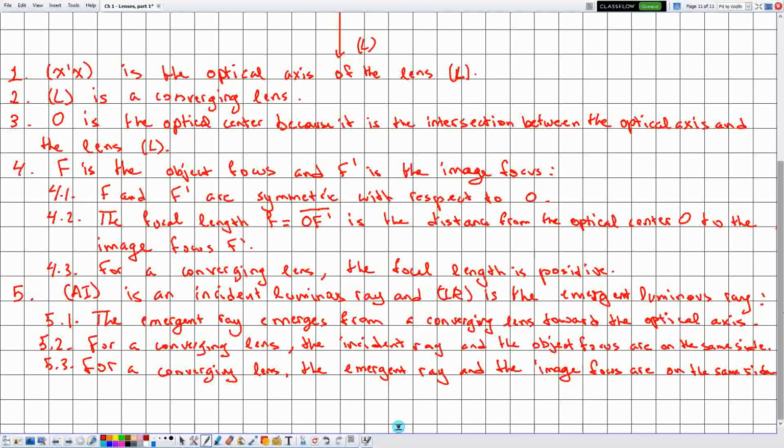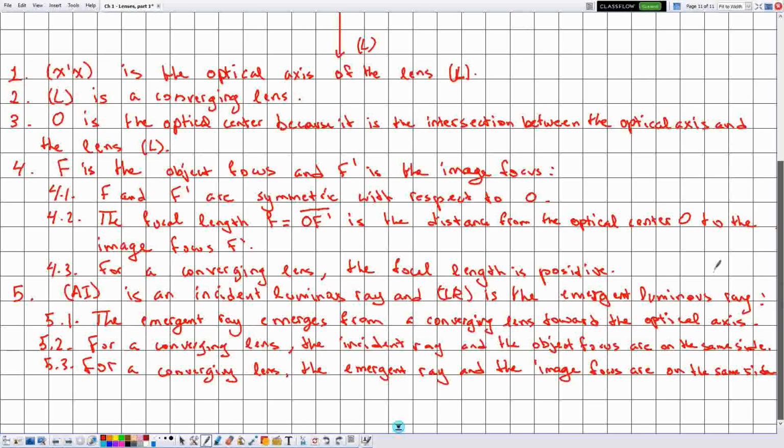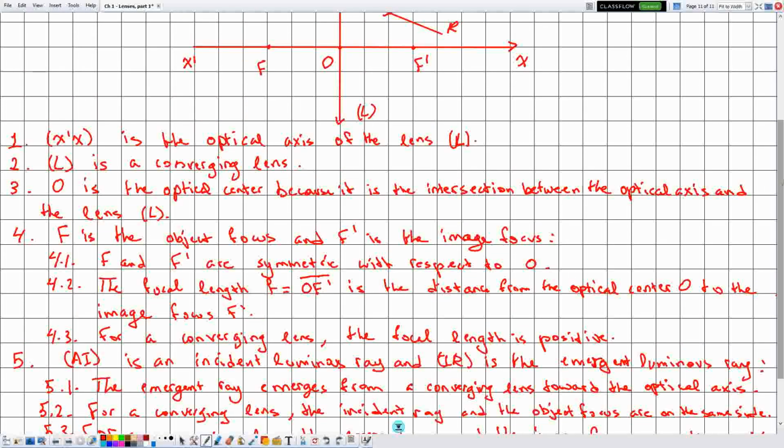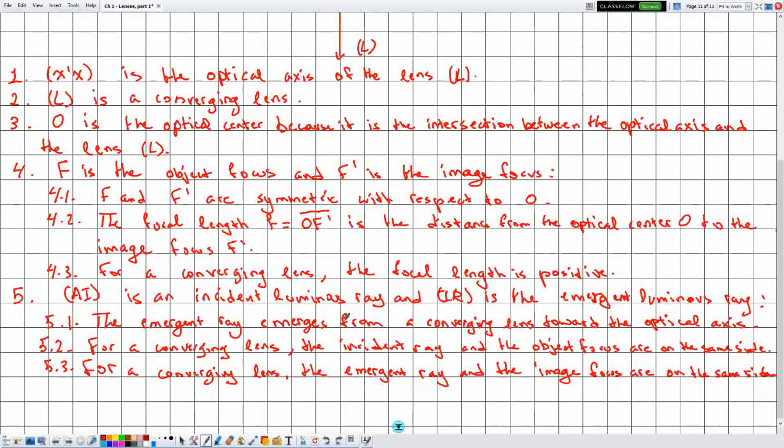And by this we have finished the construction of the optical system of a converging lens. Let's repeat what the properties of a converging lens are. The first one is that the focal length for a converging lens is positive. The second property is that the emergent ray emerges from a converging lens toward the optical axis. The third property is that the incident ray and the object focus are on the same side. And the fourth property is that the emergent ray and the image focus are also on the same side.